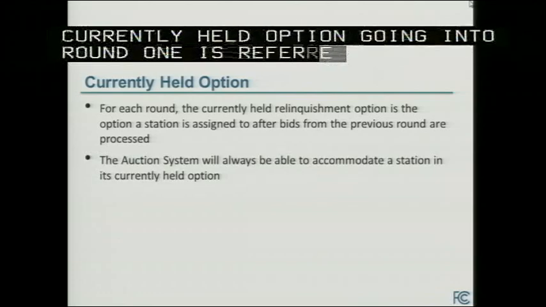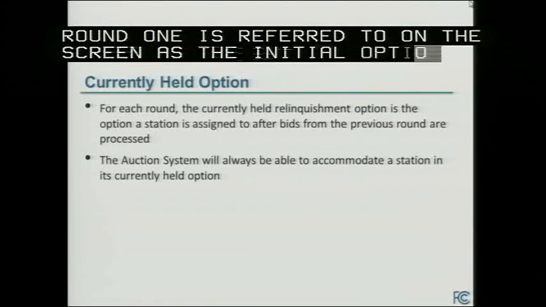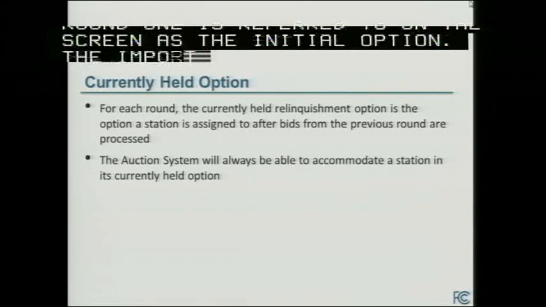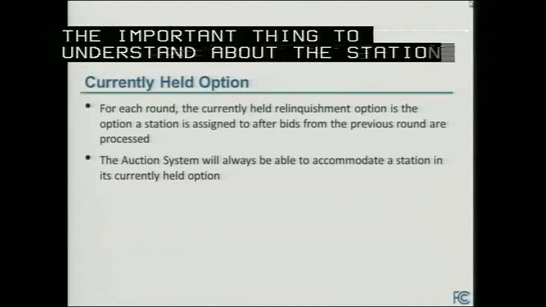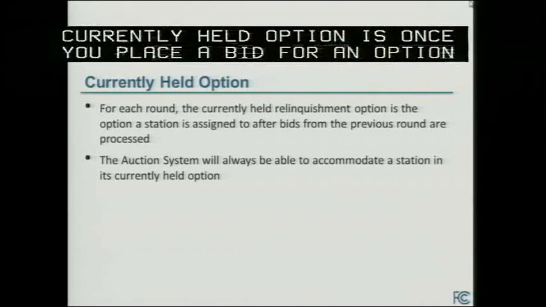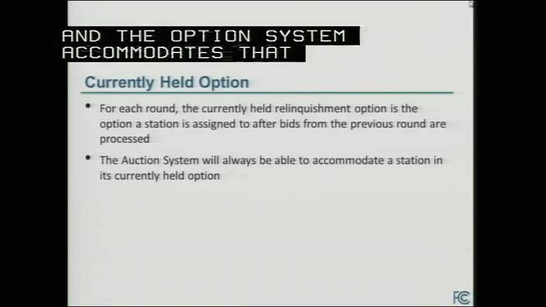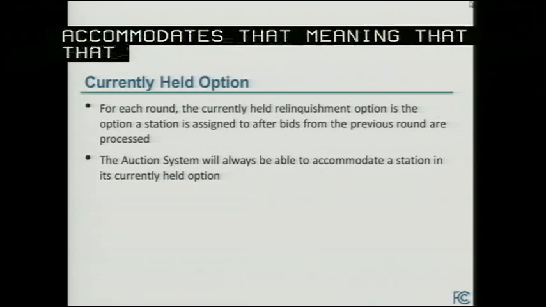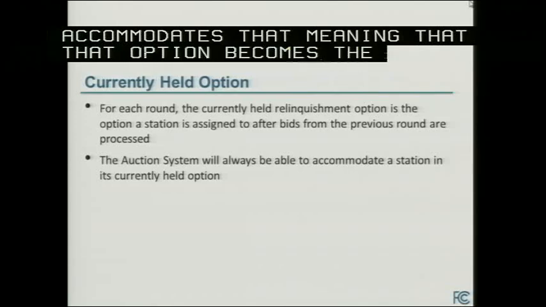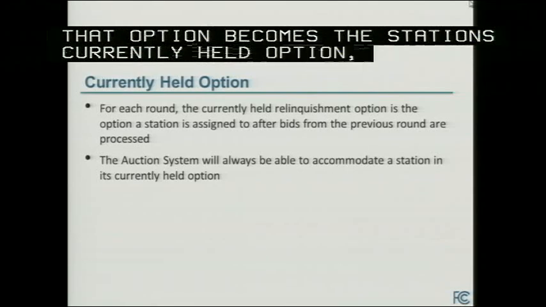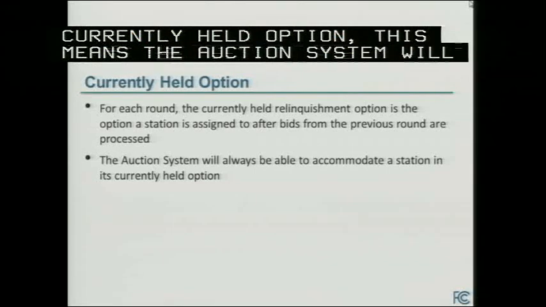The important thing to understand about a station's currently held option is that once you place a bid for an option and the auction system accommodates the station in that option, meaning that that option becomes the station's currently held option, this means that the auction system will always be able to make sure that it is able to accommodate the station in that option.